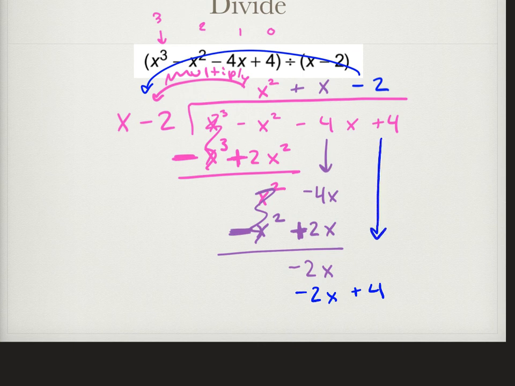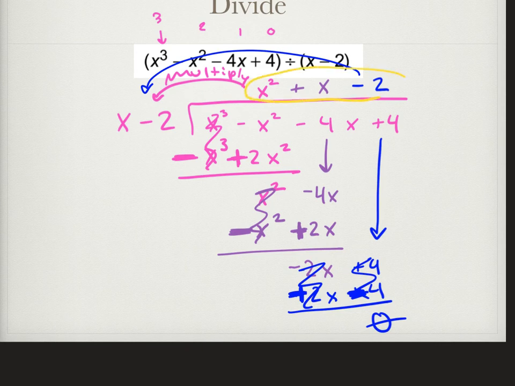Change the signs and bring down the 4. So this becomes a plus 2x and a minus 4. Add them together. What do we get? Zeros. So what's our answer? X squared plus x minus 2. Good job, guys.